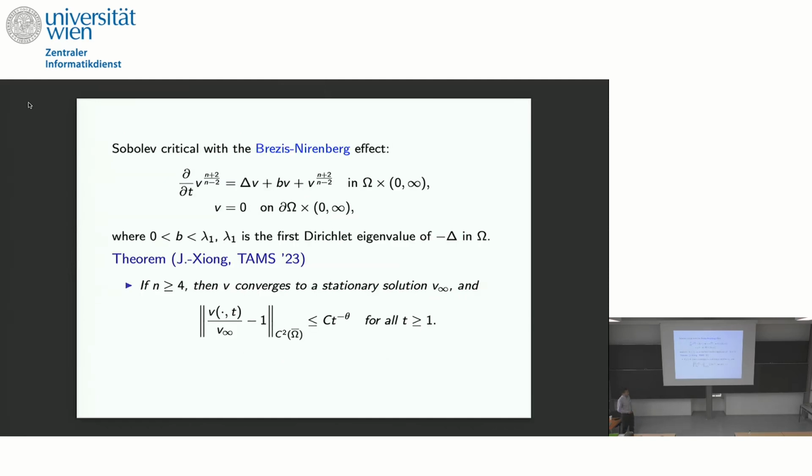Before that, Jingang and I studied a modification of this critical fast diffusion equation with the so-called Brezis-Nirenberg effect. We add a zero-order term here. This b is bigger than 0 and less than the first Dirichlet eigenvalue of the Laplacian, so that the operator is still coercive. With the Brezis-Nirenberg term, it helps us to show the existence of compactness. Then we can show that the solution is uniformly bounded and converges to limiting states. So in this case, the solution will not blow up. That's a modification of the Yamabe flow.